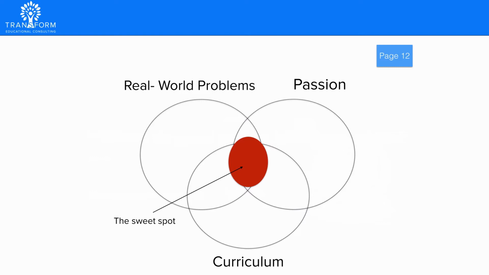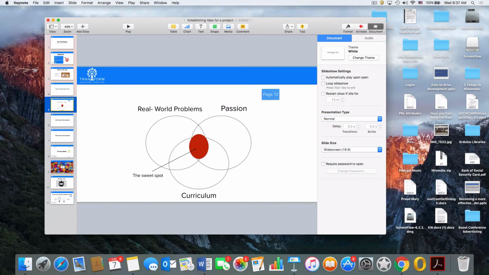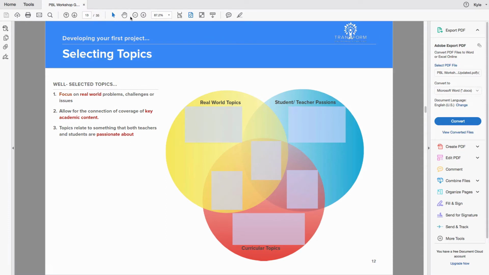But to get to that sweet spot, it's very hard to start thinking of that sweet spot right off the bat. So we're going to layer this and first just come up with tons of topics and tons of ideas. So I'm going to guide you through the first part of this process and then give you time to do this yourself. So I'm going to exit out of this because we're going to look at page 12 of our workbook. On page 12 of your workbook, it looks something like this. Selecting your first project and selecting the topics.